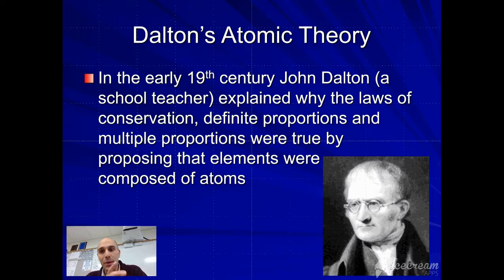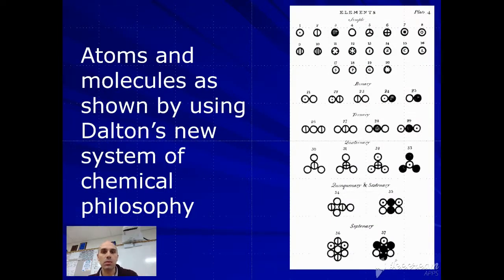Anyway, John Dalton, a school teacher, explained the laws of conservation, definite proportions, and multiple proportions, and he explained why those laws were true, by proposing that elements were composed of atoms. He is taking all of these laws that were true, and he's saying the reason they're true is because elements are composed of atoms. So think about that. Atoms and molecules. This is Dalton's new way of chemistry, his atomic theory.